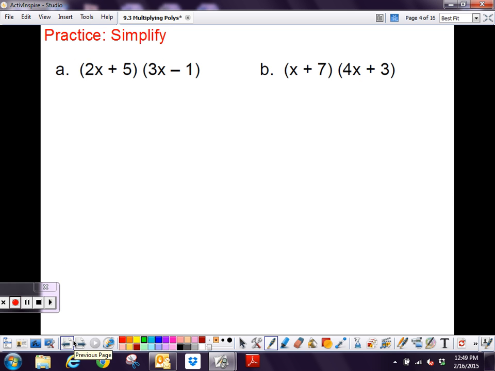Okay, I want y'all to try these two. I'll give you a little bit of time to work them, and then I will put the answer up for you. So take a little bit of time and work these two out.